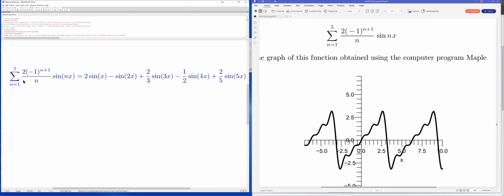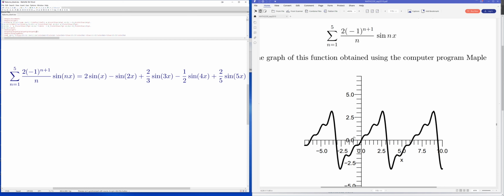And then for each n equal to 1, 2, 3, 4, 5, you're going to have sinusoidal terms. So this is the sum of sine terms, and notice that the frequencies are increasing for each of these sine terms. And the graph of this particular function is displayed over here.